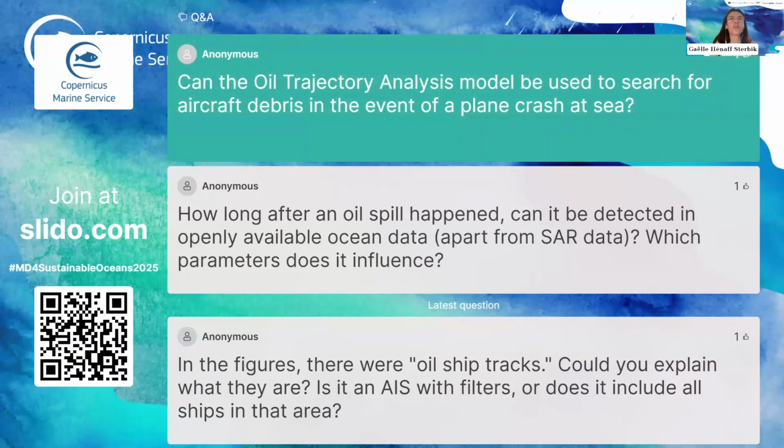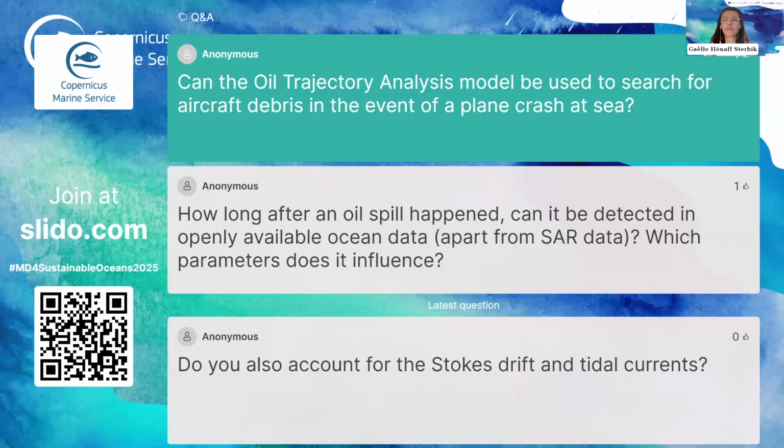Okay, a more open question about the use of your model. Can the oil trajectory analysis model be used to search for aircraft debris in the event of a plane crash at sea? Well, for this application for oil spill, we have a motion equation of the oil. So the concept is probably the same, but the application needs a specific evaluation. Okay, thanks.